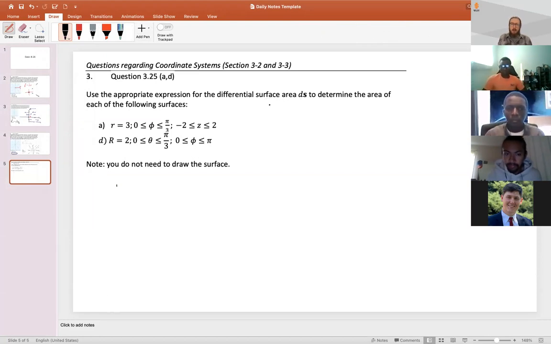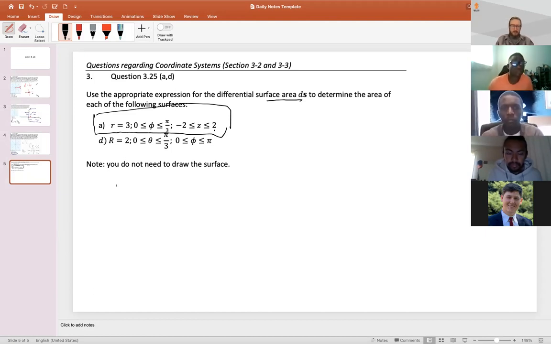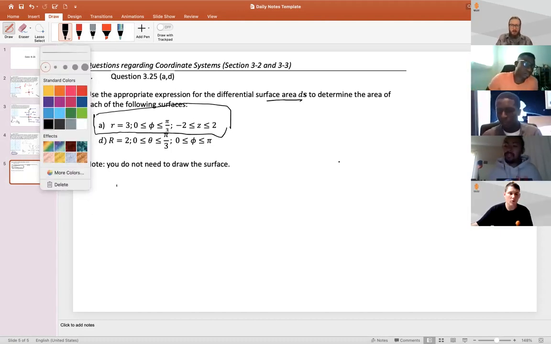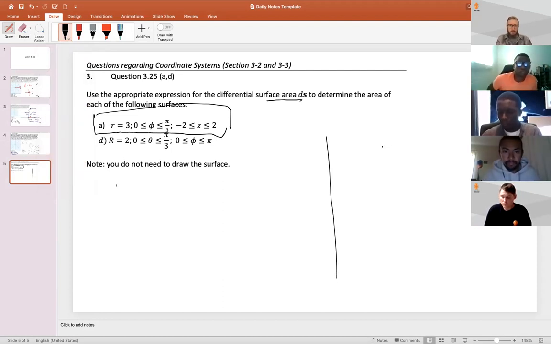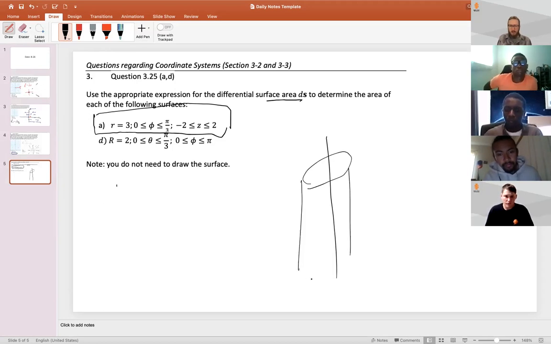So this problem is a surface area problem. Let's start here. We don't need to draw these surfaces, but what coordinate system is this describing? Cylindrical. Yeah, so this is a cylindrical coordinate system. If we were to draw this, you don't have to do this for these, but let's take a second and draw it anyways. This is on a cylinder, so I'm going to draw a cylinder here. The cylinder has radius 3.